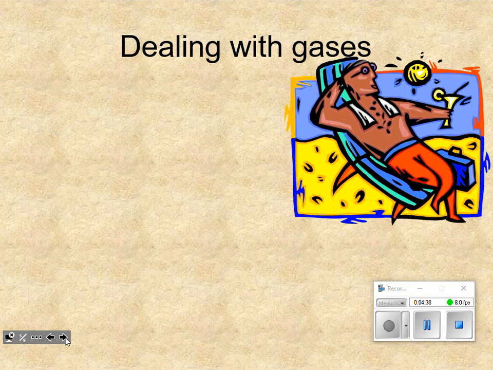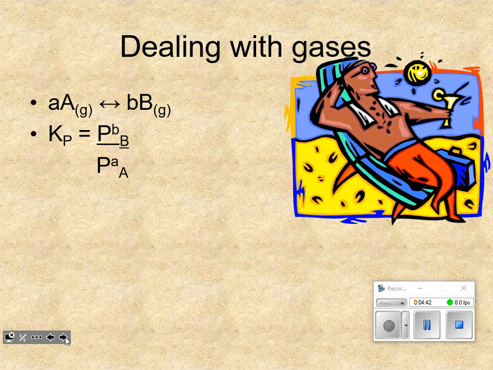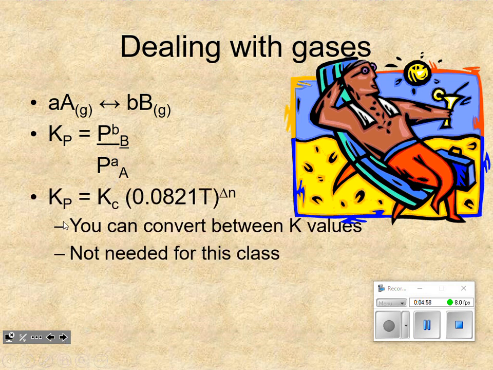Not only can equilibrium be dealing with concentration, it can also be dealing with pressure. So equilibrium constant dealing with pressure would be the pressure of the products raised to their coefficient divided by the pressure of the reactants raised to their coefficient. There is a way to convert between equilibrium for pressure and equilibrium for concentration.